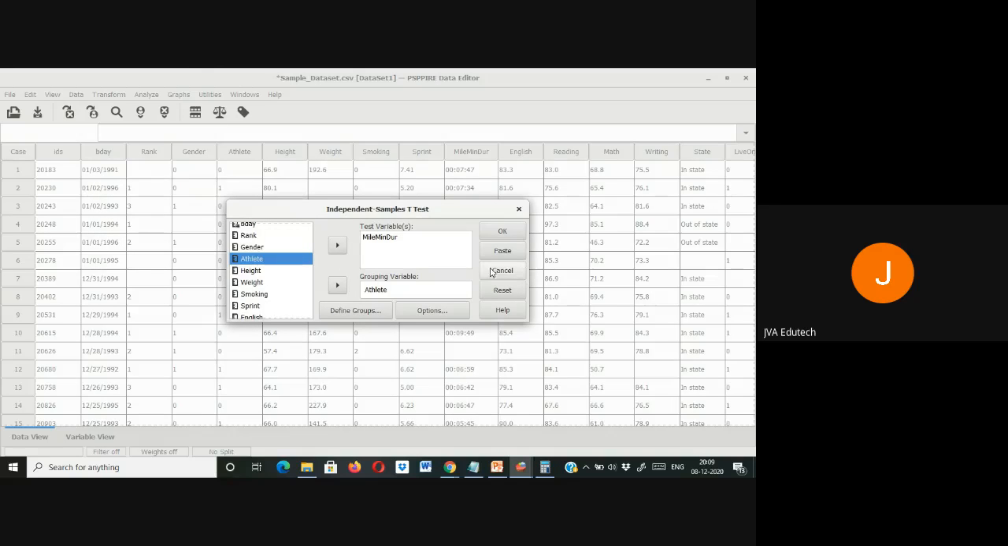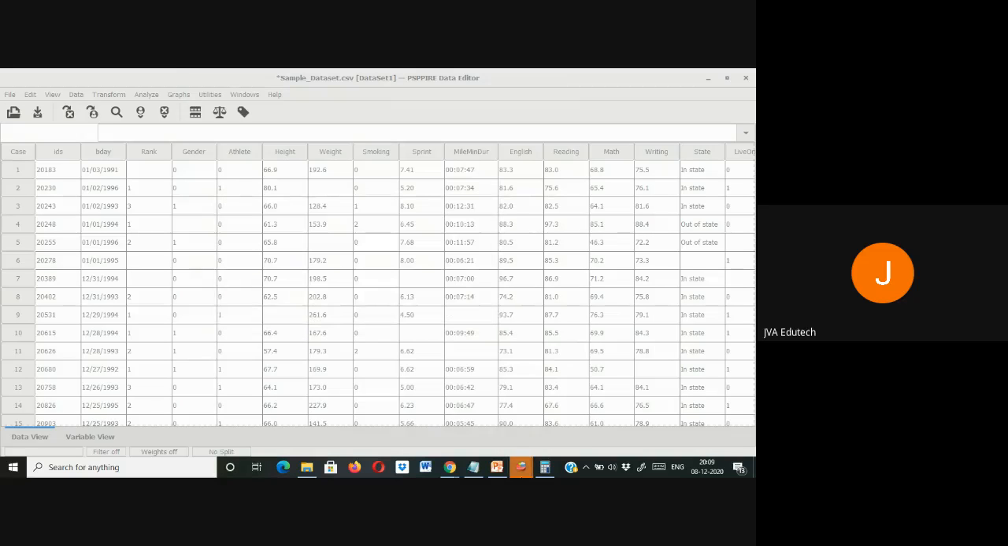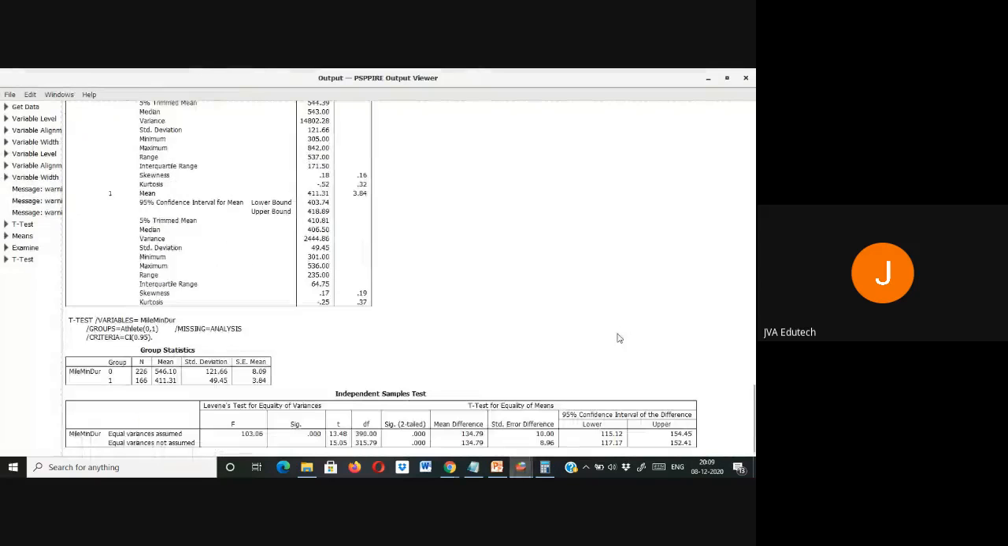Continue. In the options, by default it is exclude cases analysis by analysis for missing values. 95% confidence interval is there. Leave it as is. Click on OK. Now you will get this output, the same values that you have got earlier. Okay. Now here you have got two p-values: one is equal variances assumed and the other is equal variances not assumed.